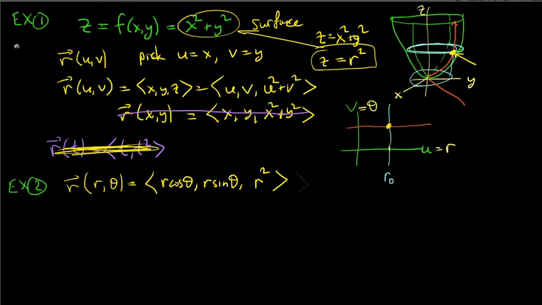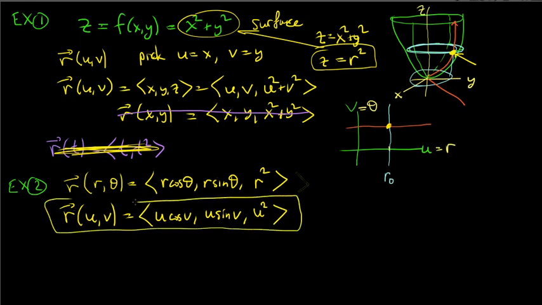But remember, we want to switch to u and v. So this will be r as a function of u and v. So we're going to have u cosine of v, u sine of v, and then, sorry, u squared, not v squared. Right, v is the angle, u is the radial distance. So this is just a different parameterization of the same paraboloid. It represents the same surface, z equals x squared plus y squared, as this.